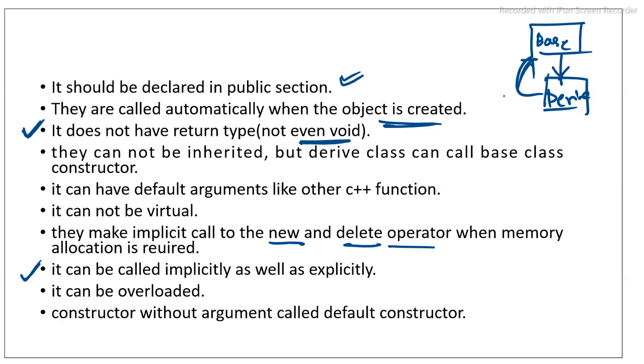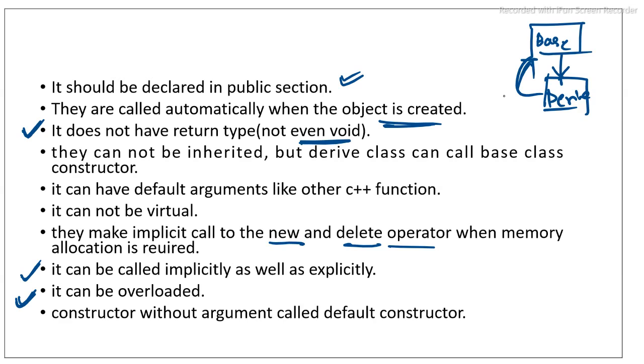And constructor can be overloaded. So we know that a constructor is a member function whose name is the same as your class name. That member function, or that constructor, can also be overloaded like other C++ functions. So more than one function, or multiple functions with the same name, the same class name, can be created for constructor overloading purposes. So this is also very important. Constructor overloading is also possible.